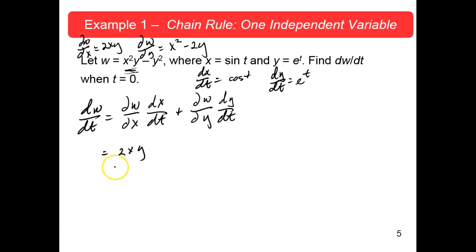2xy cosine t plus x squared minus 2y times e to the t. But that looks bizarre, doesn't it? Because you have x's, y's, and t's all in that. Whereas the implication here, we want the change of w with respect to time, or t. So let's get the x's and y's out of there. Well, we can use those to do that.